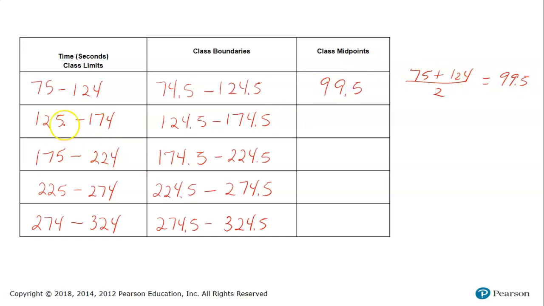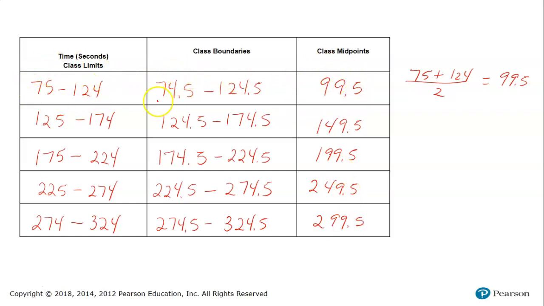If I add these two together and divide by 2, I'm going to have 149.5. And then I'm going to have 199.5, 249.5, and 299.5. So this is the midpoint of the class limits.